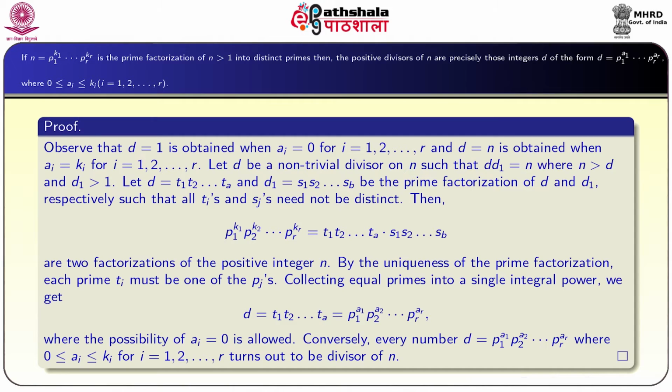So, what we proved here is that if you know the prime factorization of an integer n, then it is possible to know the prime factorization of all its divisors. All its divisors also have prime factors, which are among the prime factors of n itself. So, now the converse part is easy. Conversely, if you assume that d is equal to p1 power a1, p2 power a2 and so on pr power ar, where 0 is less than or equal to ai is less than or equal to ki for i from 1 to r, then it is easy to see that this d divides n.